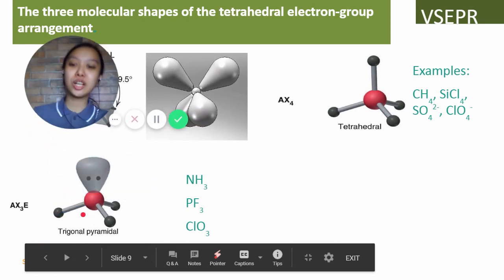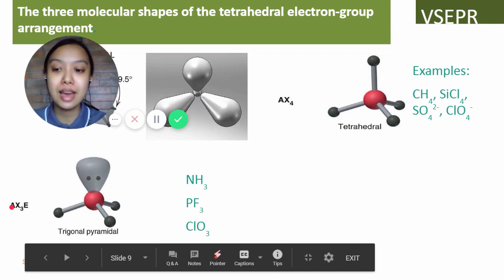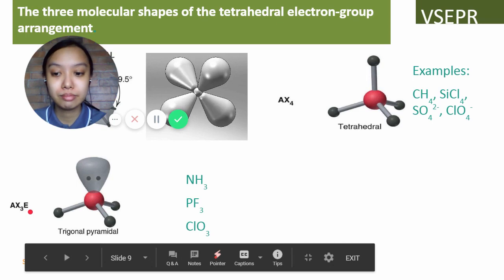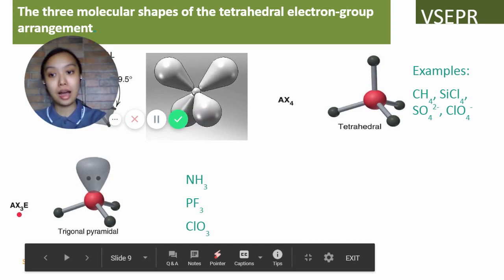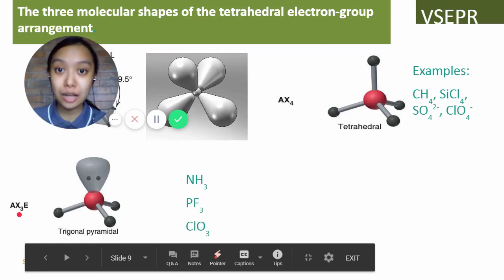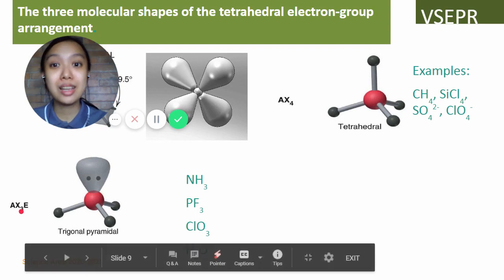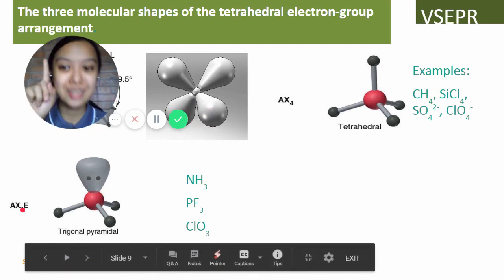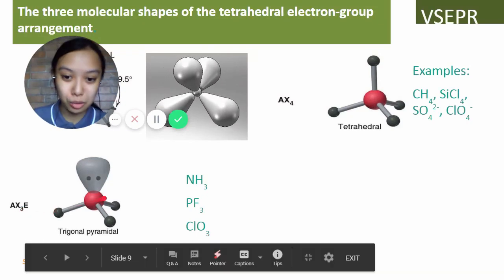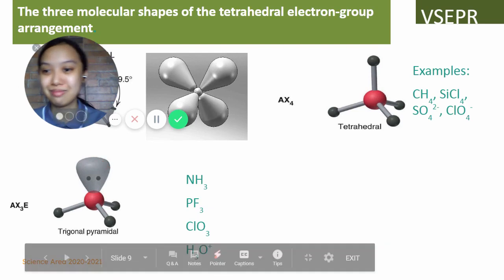So, how about your trigonal pyramidal shape? It has the configuration of AX3E. How many atoms are attached to the central atom? There are 3, right? How many electron pairs are there? There is 1. Okay, so these are the following molecules with this particular structure.